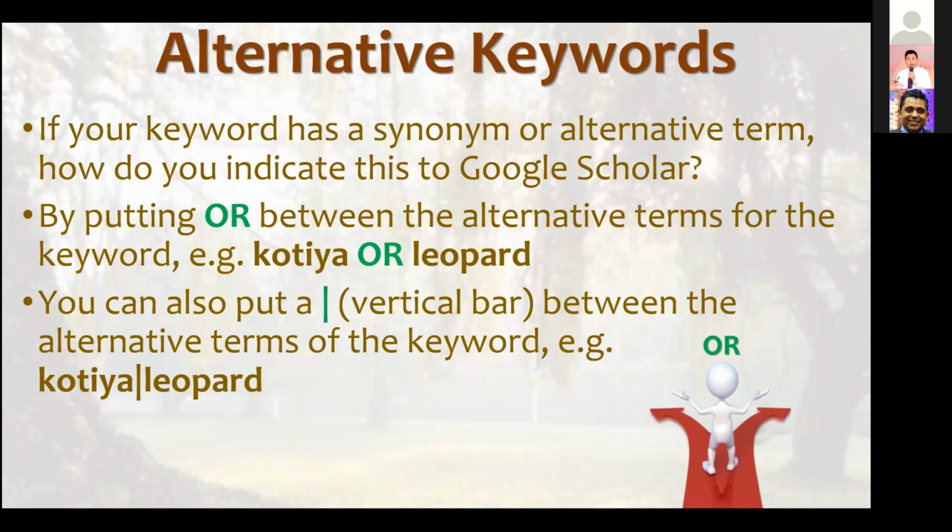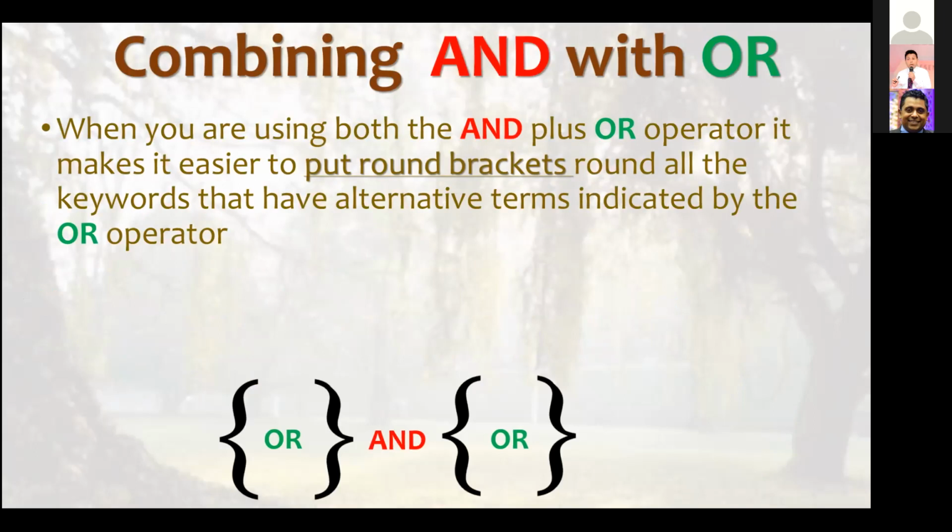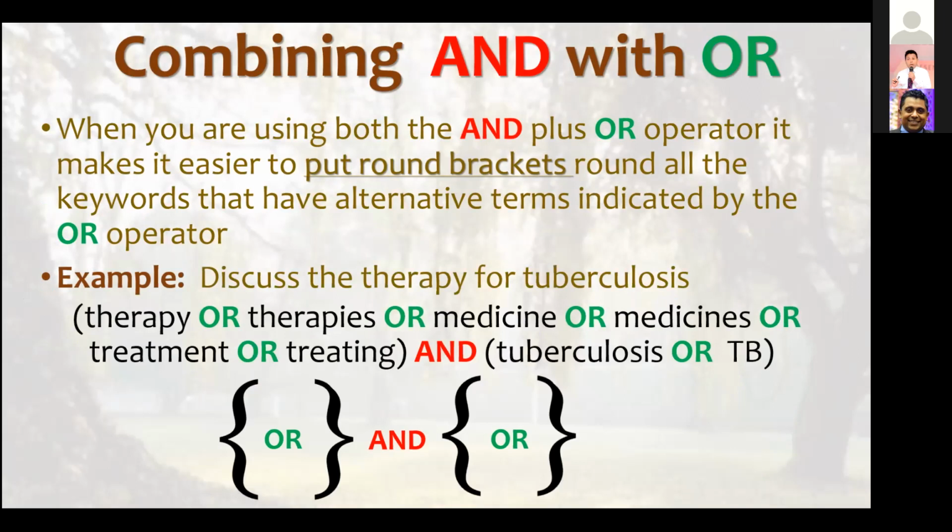And it is also possible for you to combine these two, where you have multiple alternate terms and another set of multiple alternate terms. Right? So a combination of alternatives and another combination of alternatives, so one of those and one of this. You can put round brackets around the keywords for each group. For example, let's say you want to discuss the therapy for tuberculosis. So it could be therapy or therapies or medicine or medicines or treatment or treating, which are all in round brackets, and tuberculosis or TB, which will combine the two together. So one of the words from the first group and one of the words from the second group. You can combine like that.